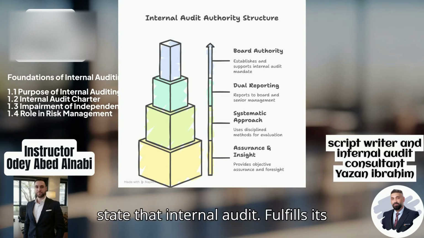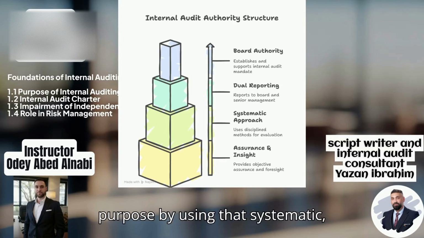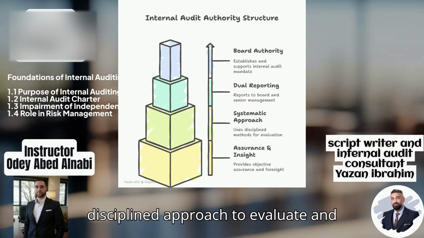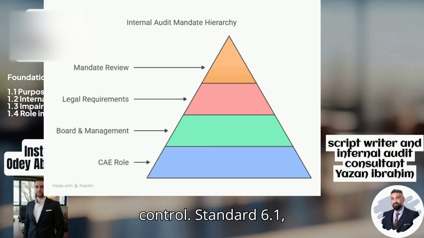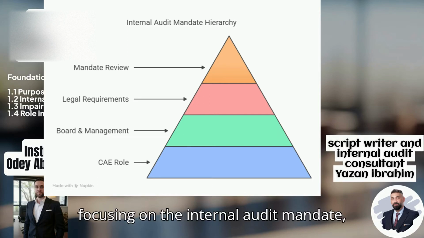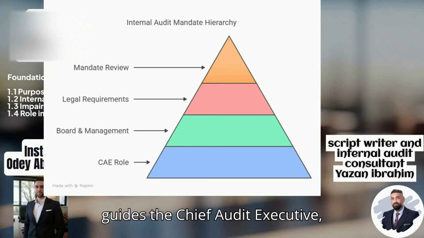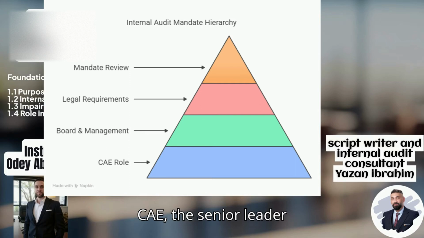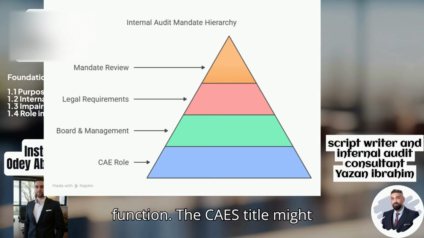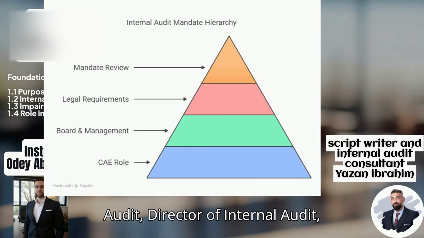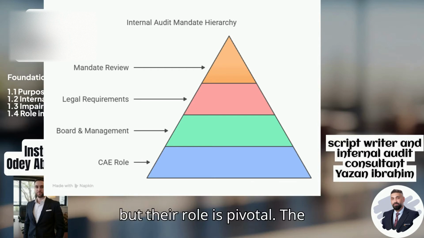The mandate should clearly state that internal audit fulfills its purpose by using that systematic, disciplined approach to evaluate and improve governance, risk management, and control. Standard 6.1, focusing on the internal audit mandate, guides the Chief Audit Executive, CAE, the senior leader responsible for the internal audit function. The CAE's title might vary, e.g., Head of Internal Audit, Director of Internal Audit, but their role is pivotal.